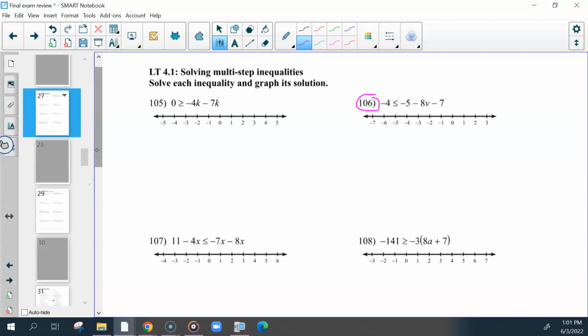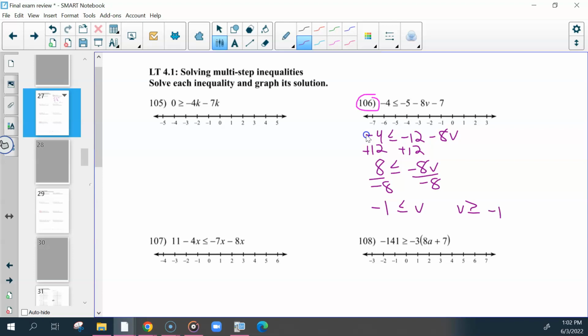For 106, we need to combine the terms if we have any. So negative 5 minus 7 would give us negative 12. And then we need to get B by itself. So move 12 to the other side by adding. 8 is less than or equal to negative 8B. And then divide both sides by negative 8. So negative 1 is less than or equal to B, or B is greater than or equal to negative 1.